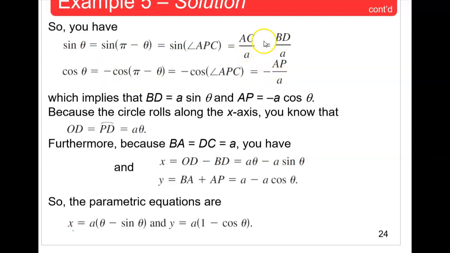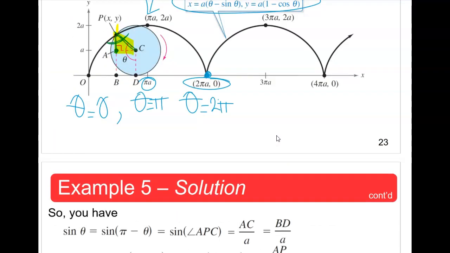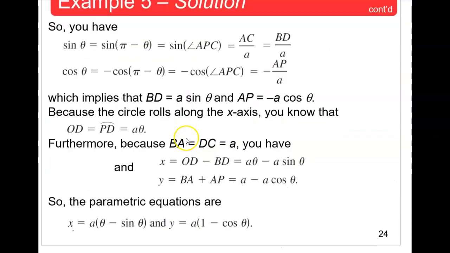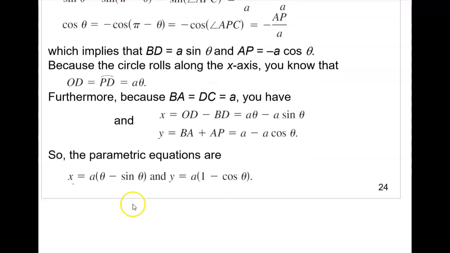And so here's how they derive it by using segments and values for a. Remember, the capital letters will be giving you the segments, and then the lower cases were used here for the points. So after we simplify those operations, here we have it in terms of OD minus BD, and that is a theta minus a sine theta. Here we have BA plus AP, and that is a minus a cosine theta. And that is just how they found the equations.